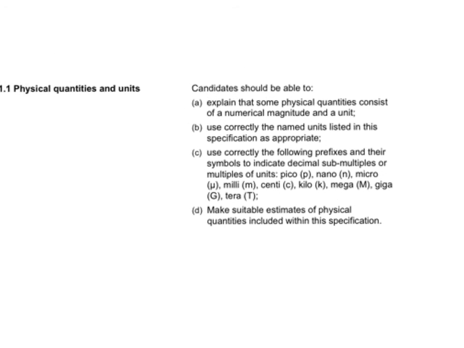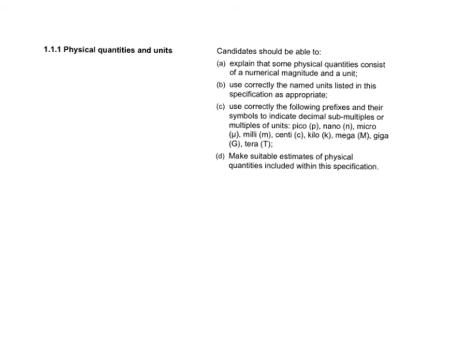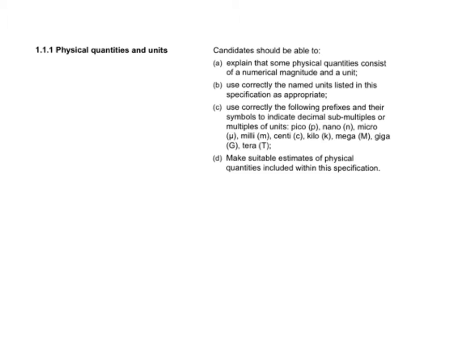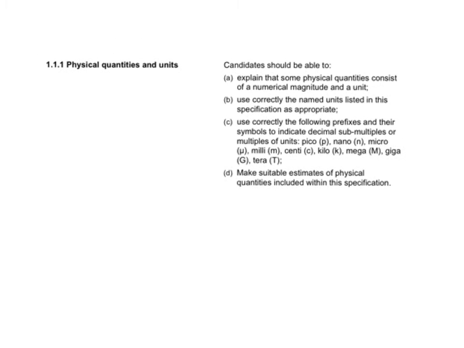Okay, this is the first lesson and this is based on physical quantities and units. And what do we have here? This is the specification from OCR. So, explain that some physical units consist of a numerical magnitude and a unit. That's nice and straightforward. Magnitude, we just have a number. So here's a number, here's 22.